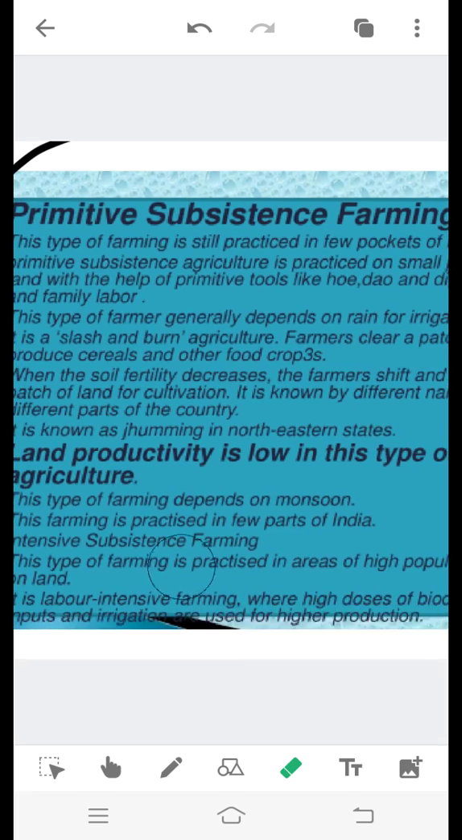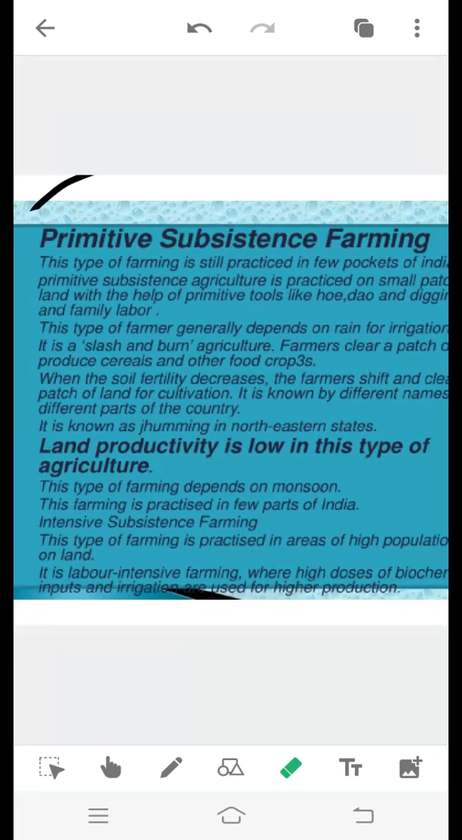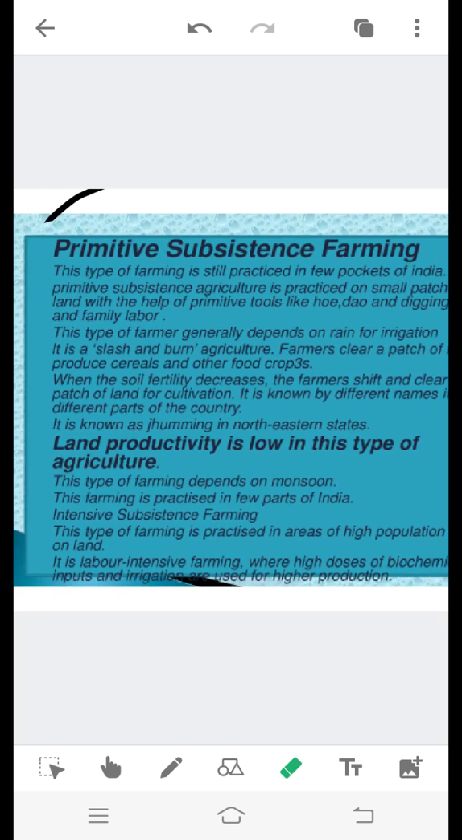Let's come to the flashboard here and see this type of farming is still practiced in a few pockets of India. That is, primitive subsistence agriculture is practiced on a small patch of land with the help of primitive tools like hoe and digging stick and family labor. It means no outer labor is required, only family members are sufficient for this type of farming. This type of farming generally depends on rain for irrigation. They don't use artificial methods but only depend on rain for agriculture.